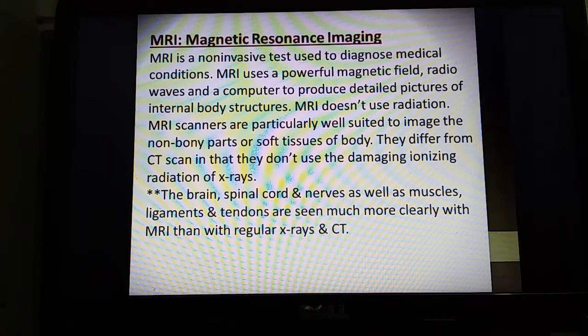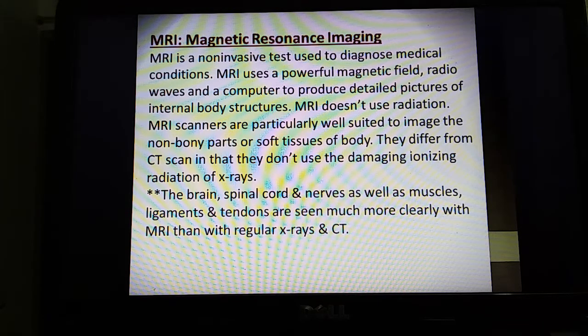So the area where that field just works, that is called magnetic field. So MRI uses a powerful magnetic field, radio waves, and a computer to produce detailed pictures of internal body structures. MRI doesn't use radiation, and we have learned earlier that X-ray and CT scan, they use radiation, but MRI doesn't use radiation.